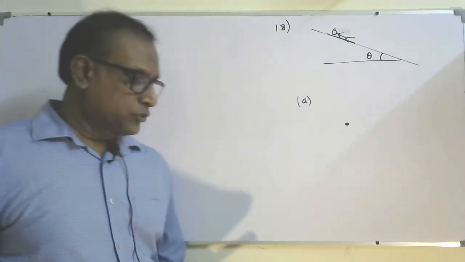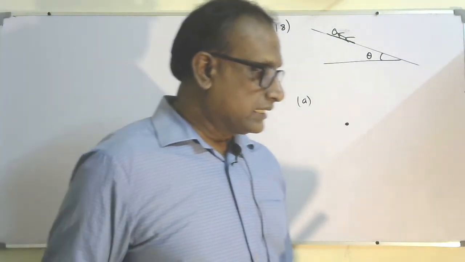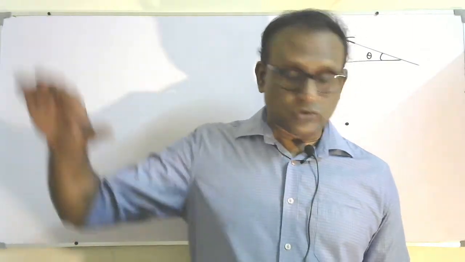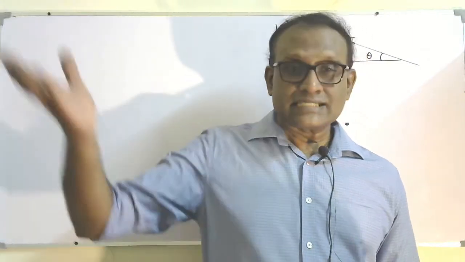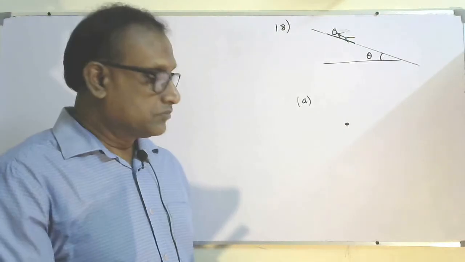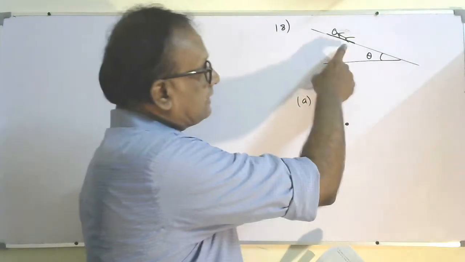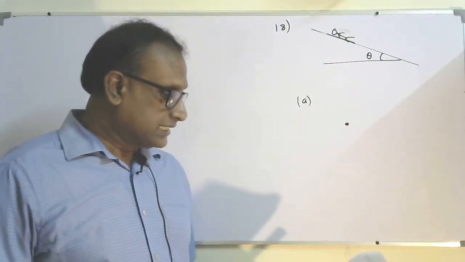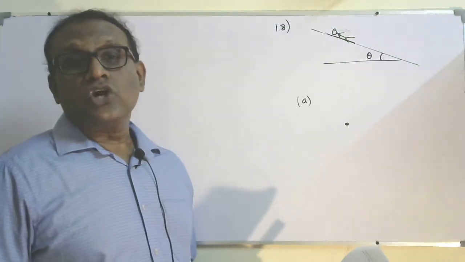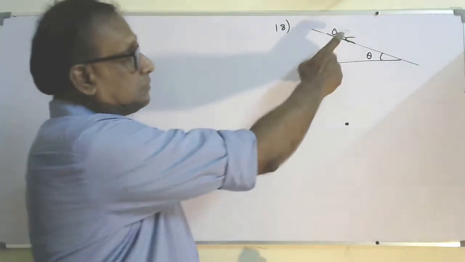Okay, the last question, question number 18. So it's about winter games event. They slide on a sledge, right? So the angle of the slope is theta. You can read the question. They asked to draw the free body force diagram for this athlete.